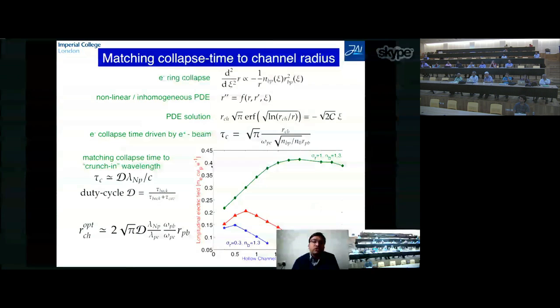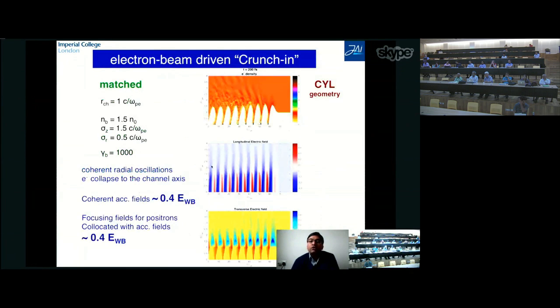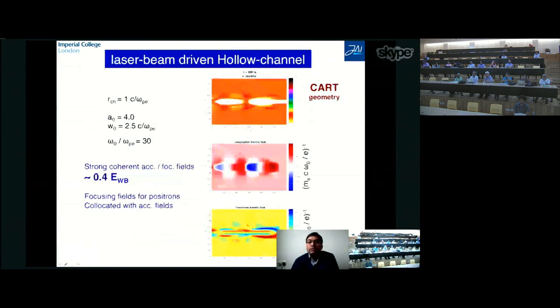This is some background theory, which I'll leave for later. Similarly, you can drive these crunching regime modes using an electron beam driver. So the electron beam is driving an electrostatic mode, which is again causing these wall electrons to crunch back to the axis, and again the fields here are of the order of 0.4 of the wave breaking, and there is a region of focusing force available for positrons to be loaded as well. And similarly, in a laser-driven hollow channel plasma, you can also show that there is a possibility to drive, behind the laser pulse, an electrostatic mode where the electrons originate from the walls of the channel.